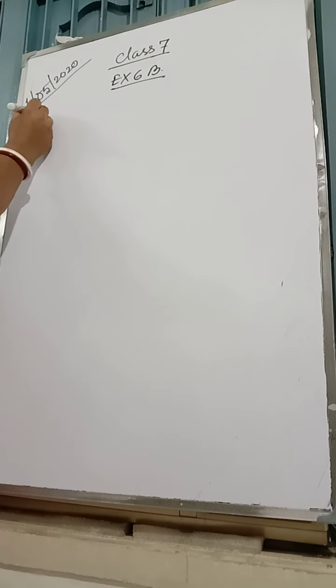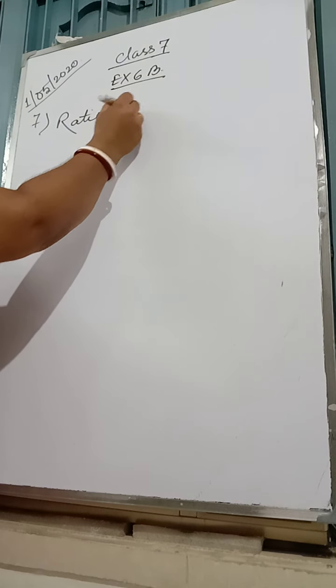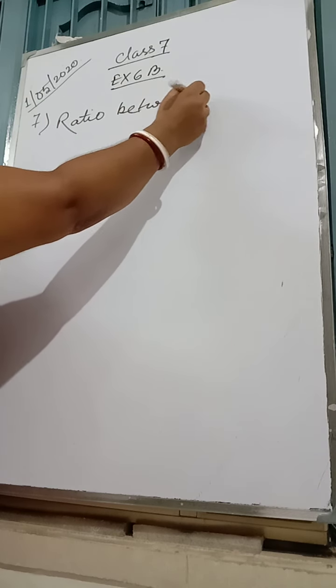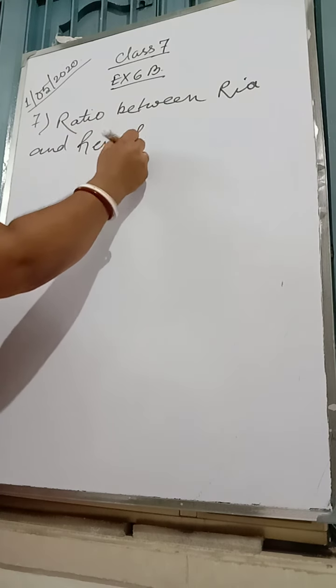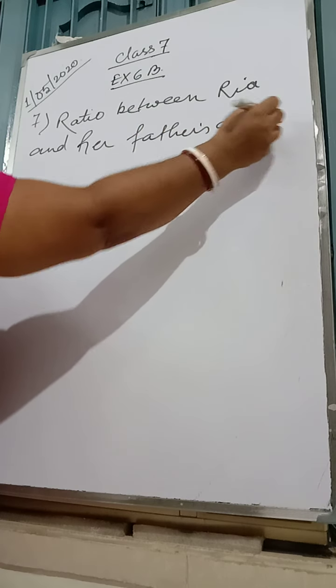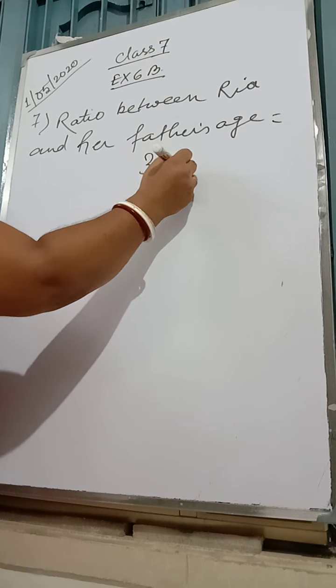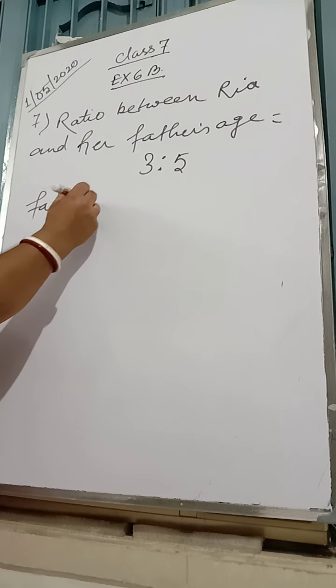Ratio between Ria and her father's age is equal to 3:5. Means Ria is 3 years, father is 5 years. It is like that ratio. Now father's age is given.